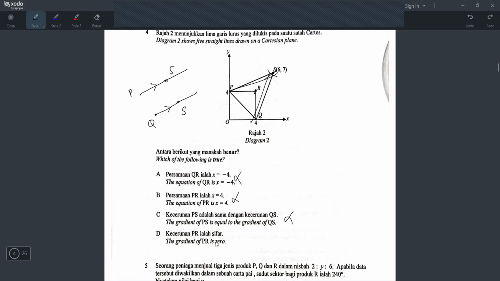Then what about D? The gradient of PR is 0, which is true. Yeah, PR gradient is memang 0, right? So the answer is D. Okay, I want to explain more.